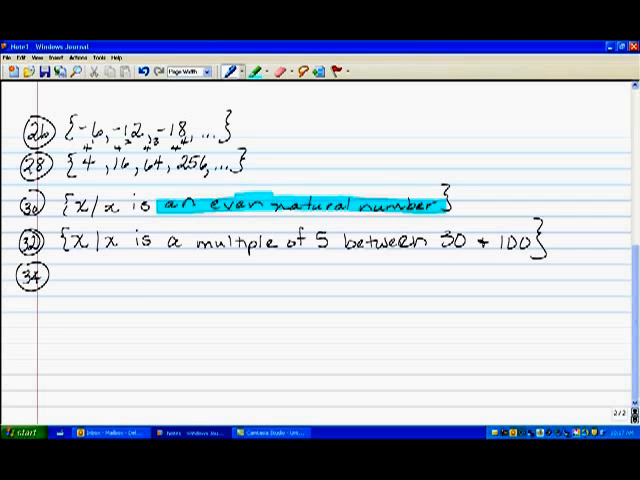In 34, we have 1, 1/2, 1/3, 1/4. How can we describe those? Well, it looks like in the numerator we always have a 1. In the denominator we have 1, 2, 3, 4, 5, and so forth. So let's see. We could call that the set of positive. All of them are positive. And because they're fractions, we'll call them rational numbers with a numerator of 1.